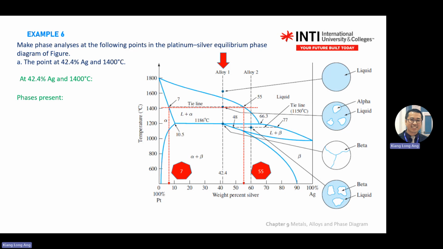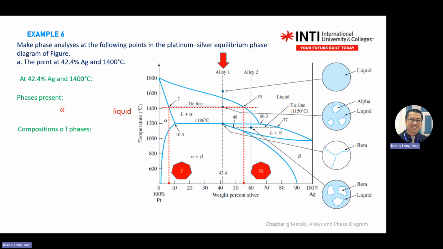First you write what the question asks you, like in this case, 42.4% Ag at 1400 degrees C. You go to the graph, you draw, and then you drop down the two sides. Then you read from the graph. In this case, on the far left, you get 7%. On the far right, you get 55%. Now, you have two phases, alpha and liquid. Under phases present, you write what you have: alpha, liquid.